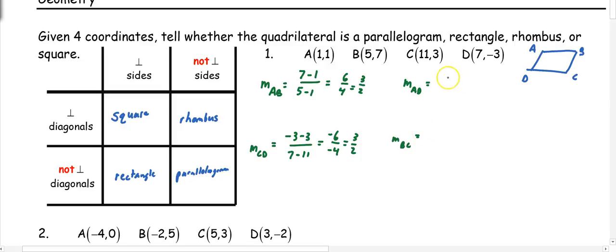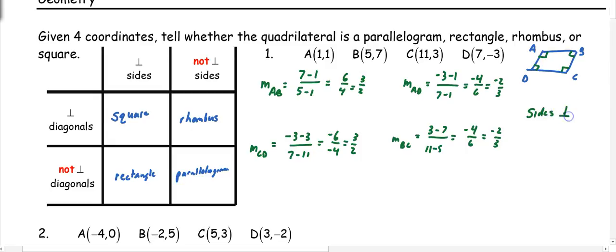When we find the slope of AD, we have negative 3 minus 1 over 7 minus 1, so we get negative 4 over 6, which reduces to negative 2/3. For BC, we have 3 minus 7 over 11 minus 5, which gets us negative 4 over 6, which reduces to negative 3 over 2. So these slopes are the same, which means the sides are parallel. If I look at the slopes of the sides, AB and AD, these are intersecting at right angles because we have perpendicular slopes, since they're opposite reciprocals. So far, we know that the sides are perpendicular.